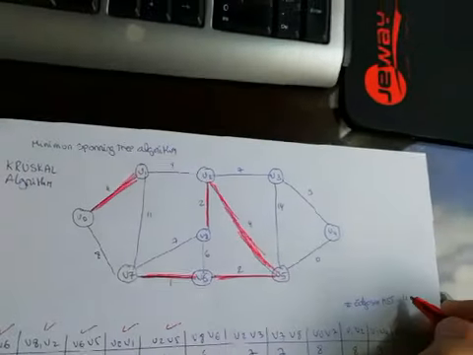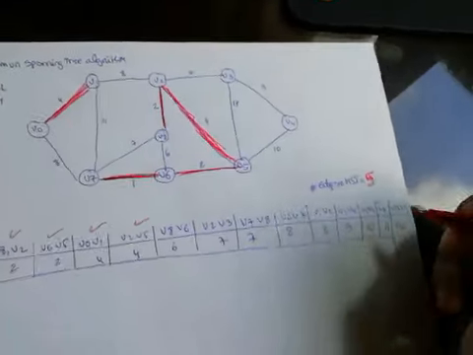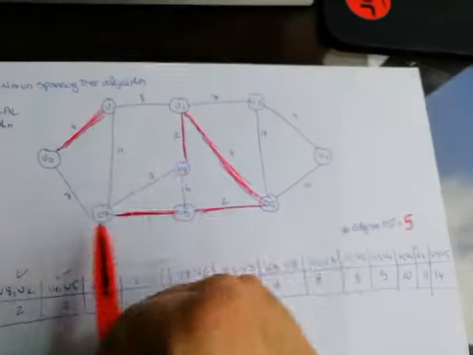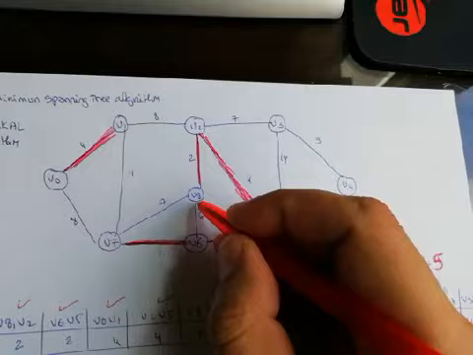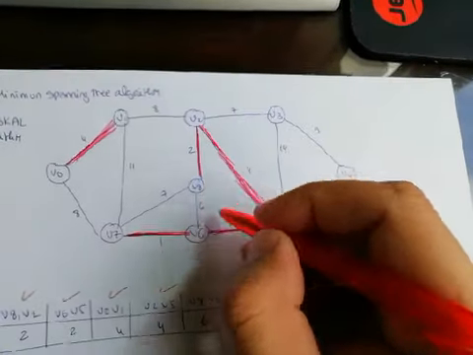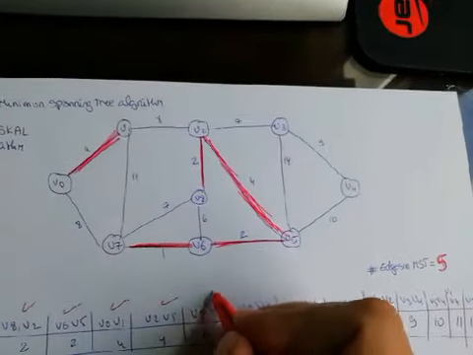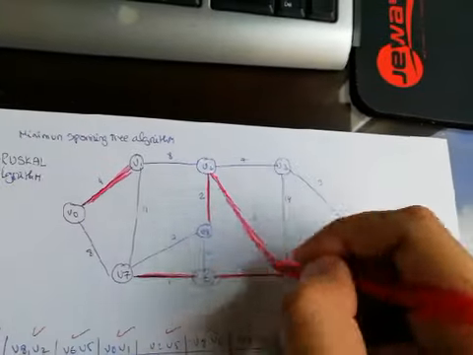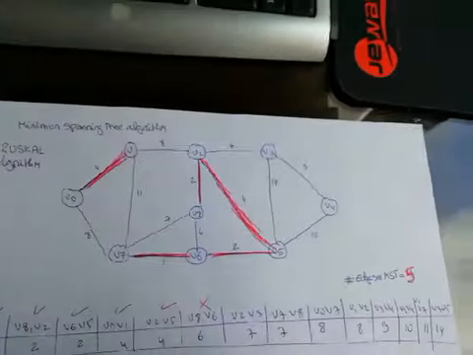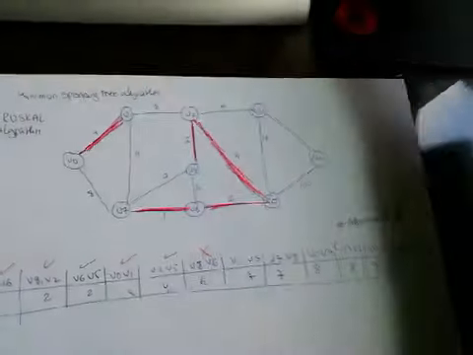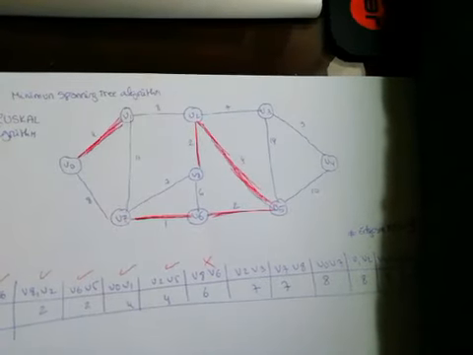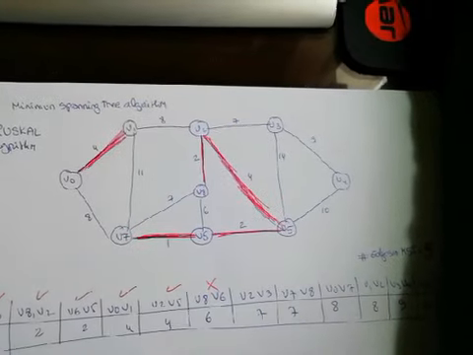So V2, V5, now we have 5 edges, I'm just counting the red ones. And V6, V8, would I consider it? No, because it forms a circle. So this one is no, because it forms a cycle, and I don't want this. This is the main condition of Kruskal algorithm.